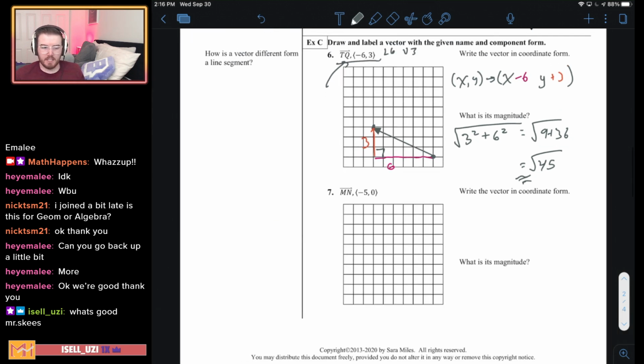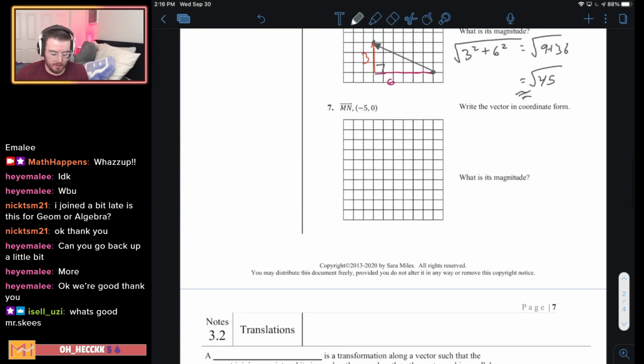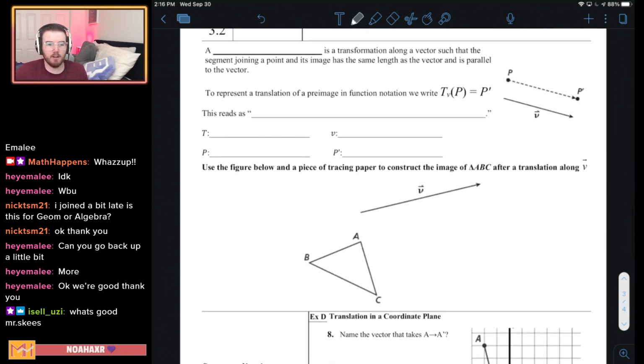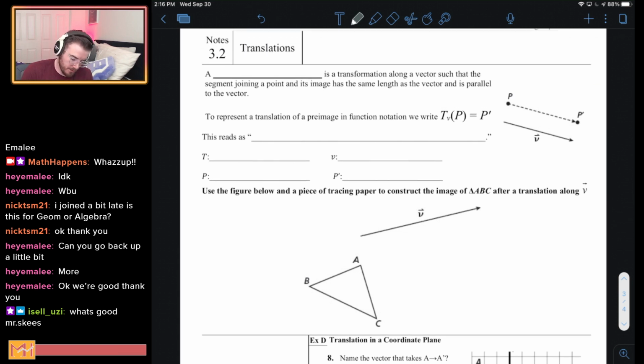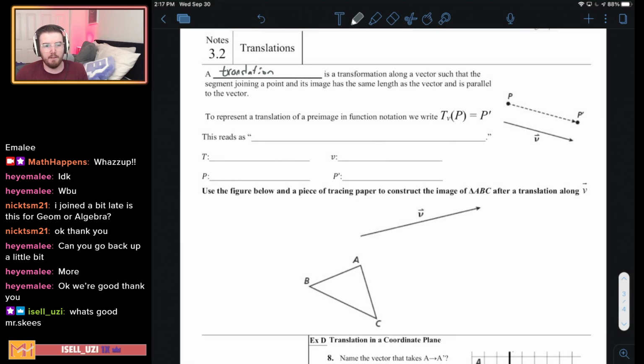Okay. So for the sake of time, I'm not trying to make this super long. Let's jump in. I think we get the point. At least I hope we get the point, and if not, we'll figure it out along the way. Let's take a look at the transformation called a translation. A translation is a transformation along a vector such that the segment joining a point and its image has the same length as the vector and it's parallel to it. That's a long sentence, right? That's the super formal definition.